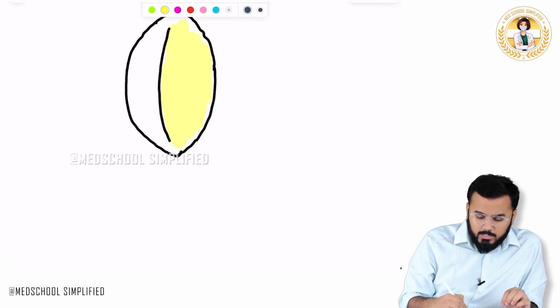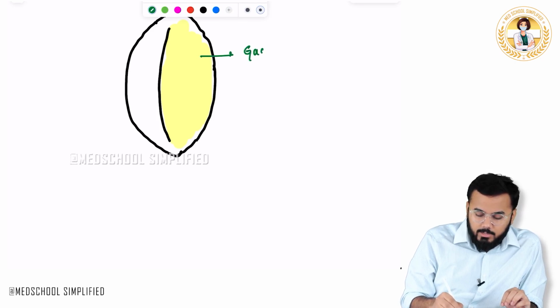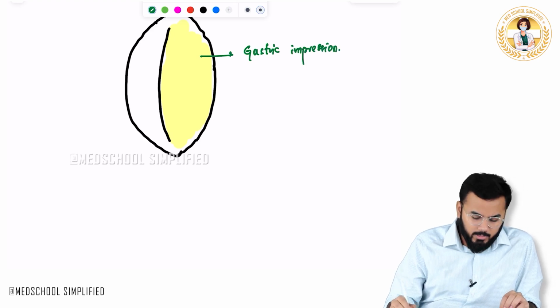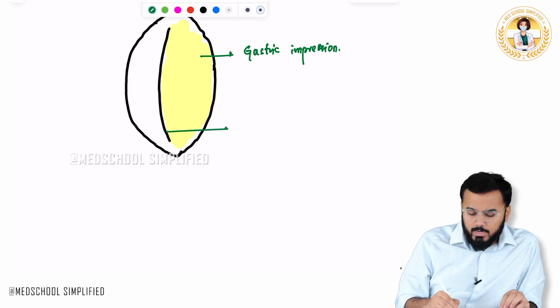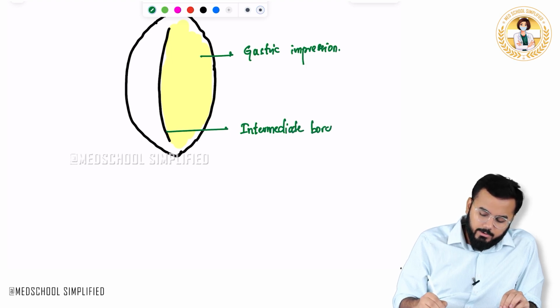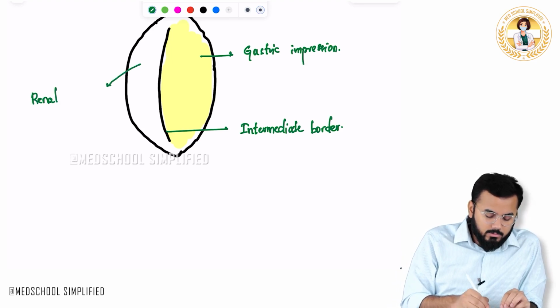This part is called the gastric impression. What do you have to call it? You should call this a gastric impression. I will tell you what that is. This center line is called the intermediate border. And this impression over here is called the renal impression.